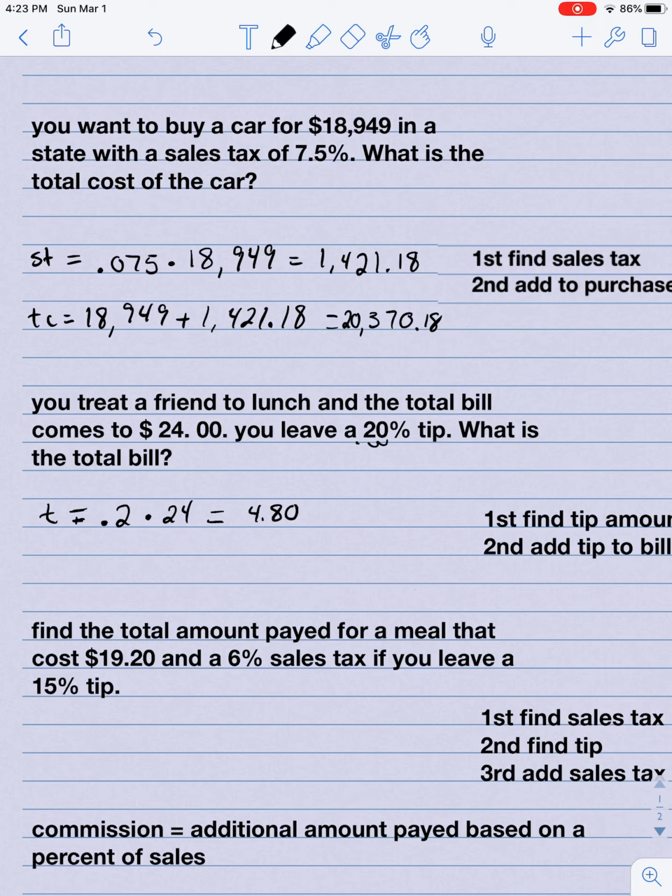$4.80. Okay, so now our total cost is just going to equal our $24 plus $4.80. So to have lunch that day, it's $28.80. Okay, so we found our tip amount, and then we added it here to our total bill. And that gave us our total cost.